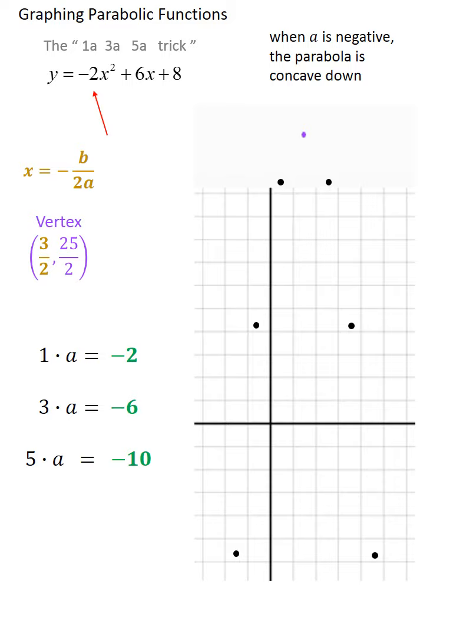Now notice, I don't have the x or y intercepts here, and if I don't want them, that's okay. If you're not asked for them, then these points are enough to guide your parabola. You can simply draw the parabola through those points and have a rough sketch of where it would be.